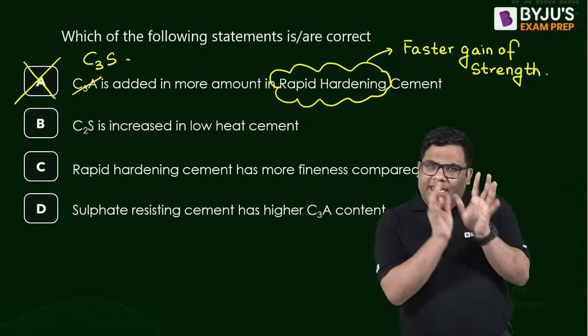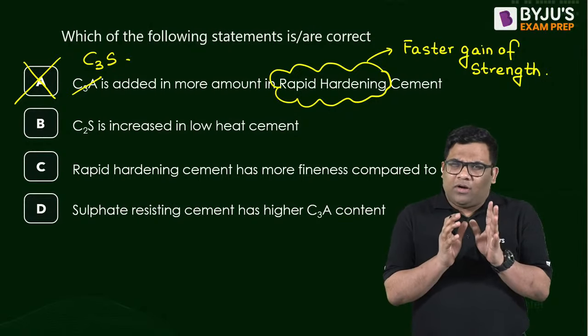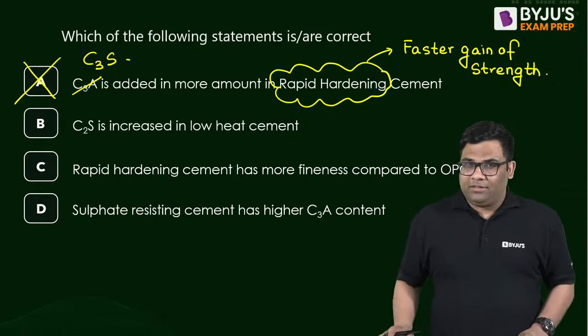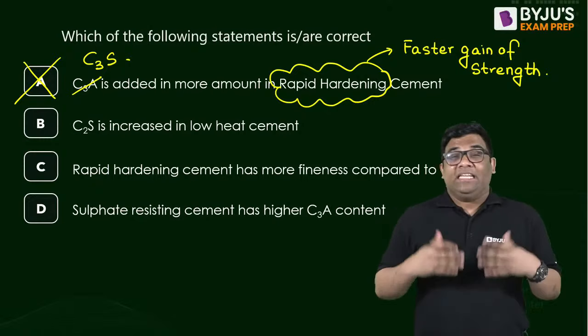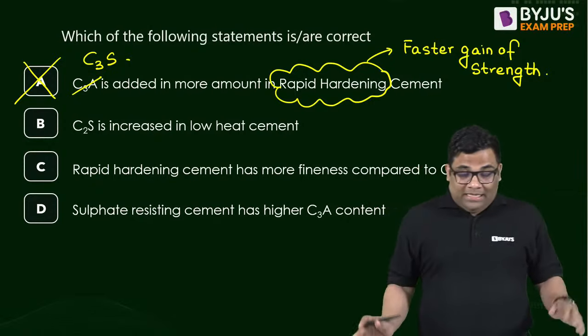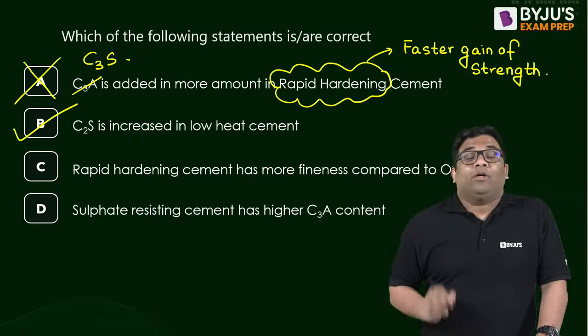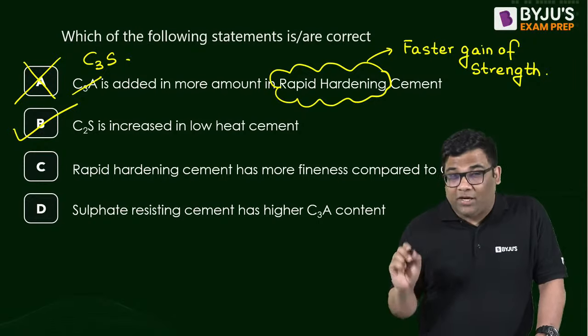See, there's a difference between hardening and setting. Setting is the initial conversion, losing the plasticity. But hardening is gaining strength. Understood? So A is wrong. C2S is increased in low heat cement. Yes, that is correct. Why? Because C2S has the lowest heat of hydration.